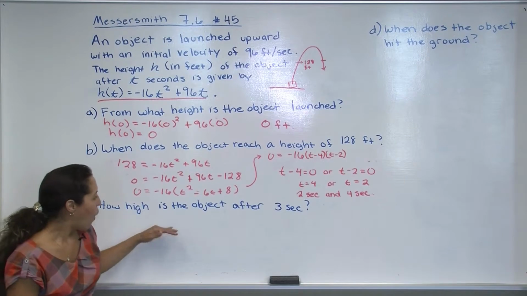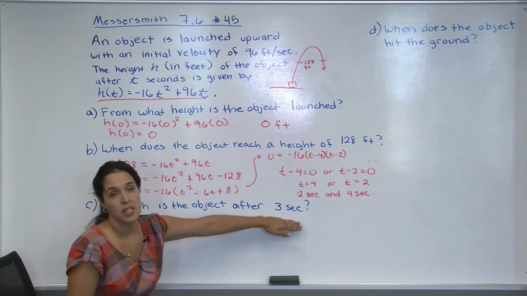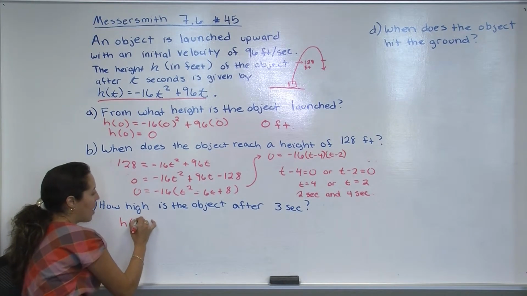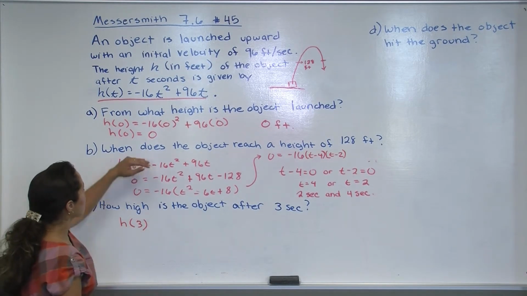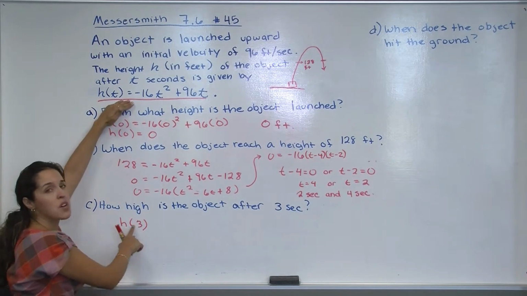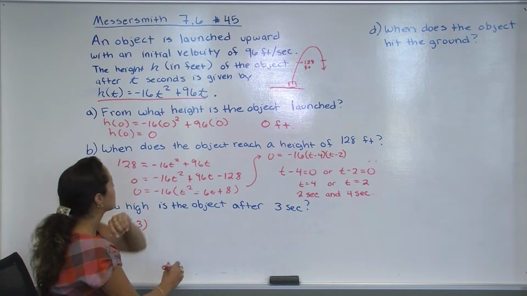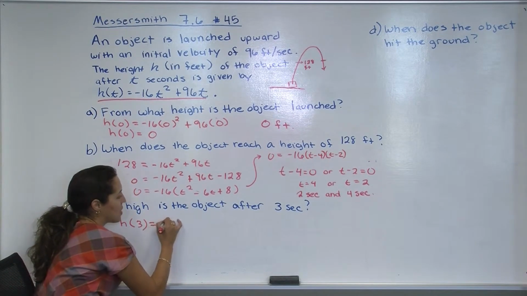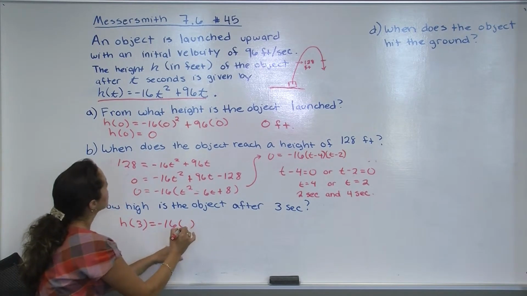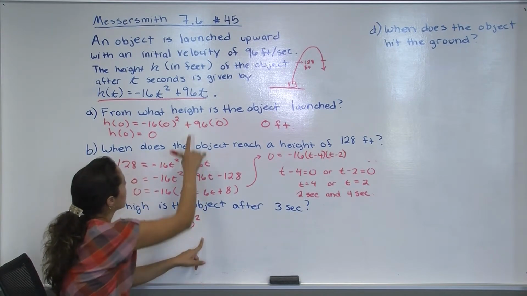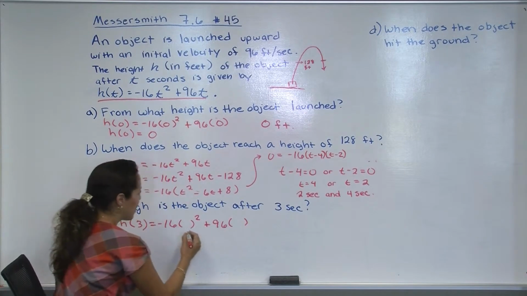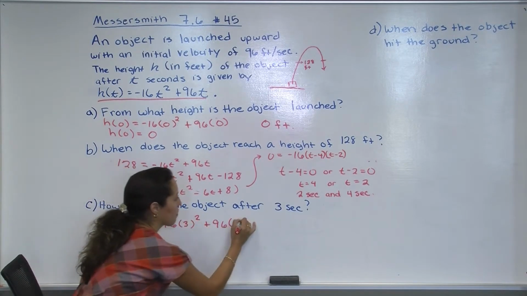Part C says, how high is the object after 3 seconds? So now they're asking us, what is the height after 3 seconds? We're using our function that they gave us, h of t, but we have to solve for h of 3. They want our time to be 3 seconds. So I'm going to build my skeleton, which means, remember, parentheses in for my variable t. I'm using this up here, plus 96t, and in goes 3 and 3.